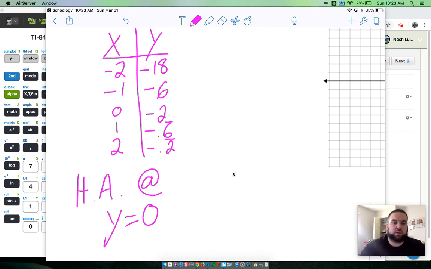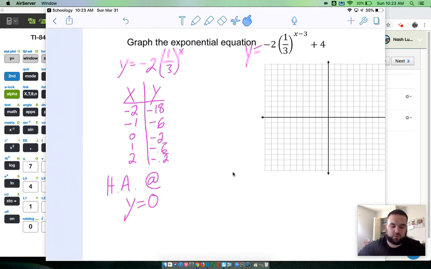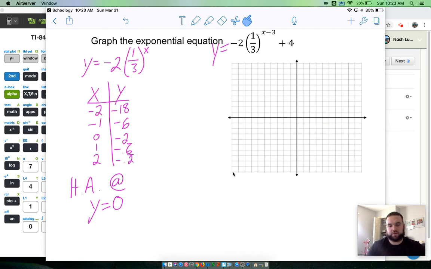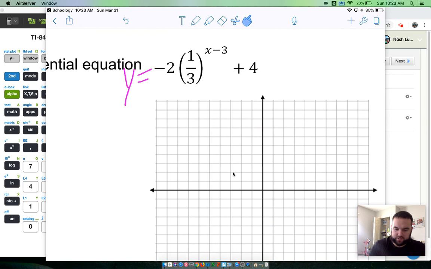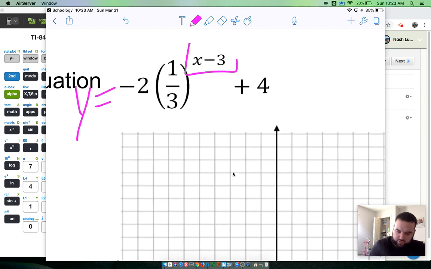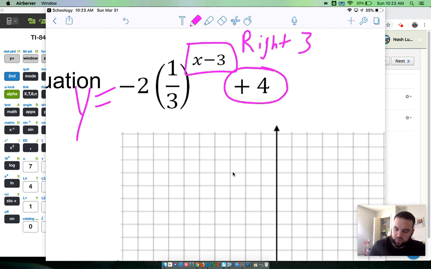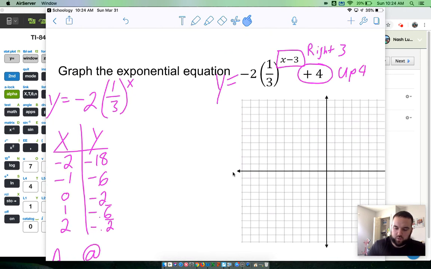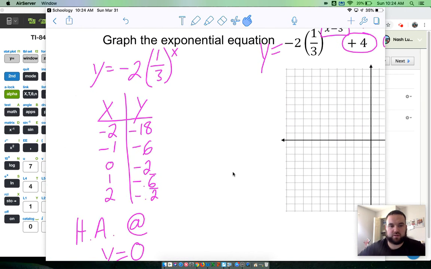So what we're going to do now, to get the actual graph that I want, is I know this x plus 3 is going to move to the right 3 units. And I know that plus 4 is going to move up 4. Okay. So right 3 means I'm adding 3 to the x coordinates.